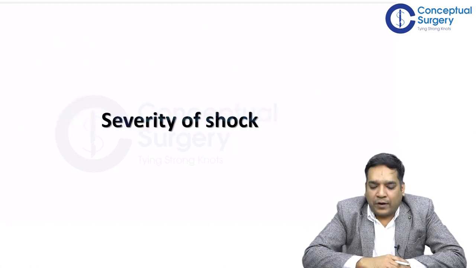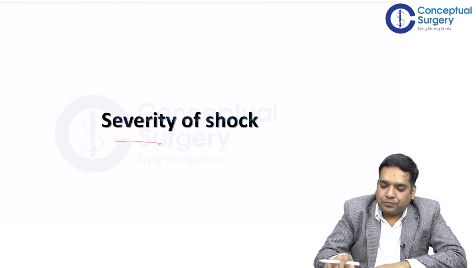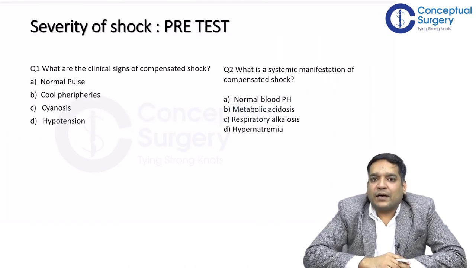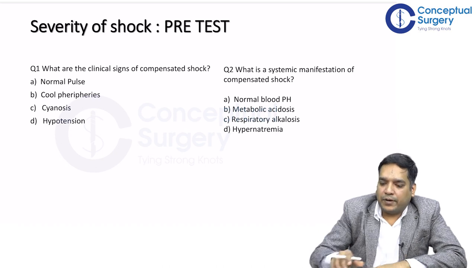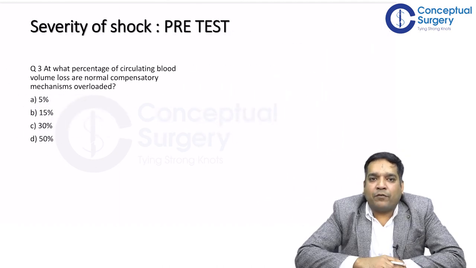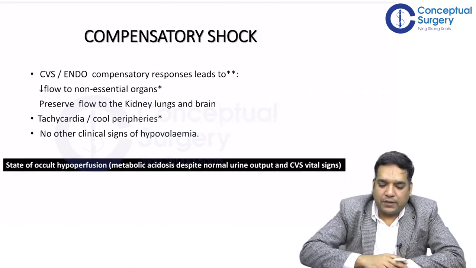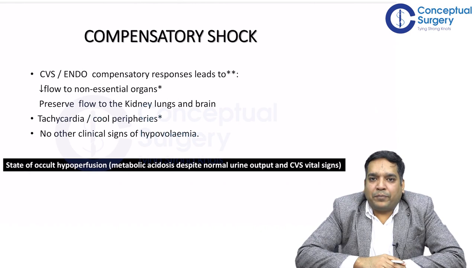So now guys, I am going to discuss the severity of shock. A few questions before that. Question 1: what are the clinical signs of compensatory shock? Normal pulse, cool periphery, cyanosis, hypotension. Question number 2: what is the systemic manifestation of compensatory shock? Normal blood pH, metabolic acidosis, respiratory alkalosis, hyponatremia. Question number 3: at what percentage of circulating blood volume loss do normal compensatory mechanisms get overloaded? 5%, 15%, 30%, 50%. So what is compensatory shock?